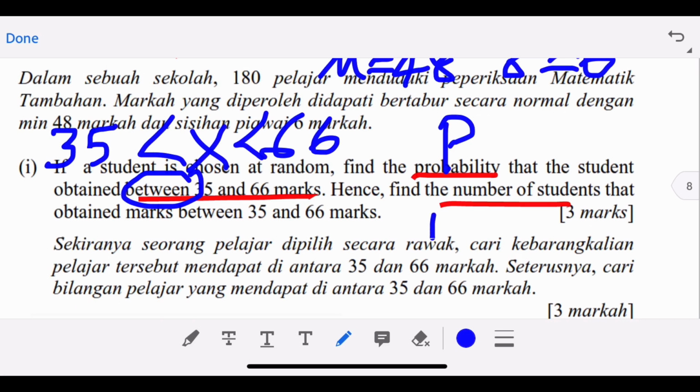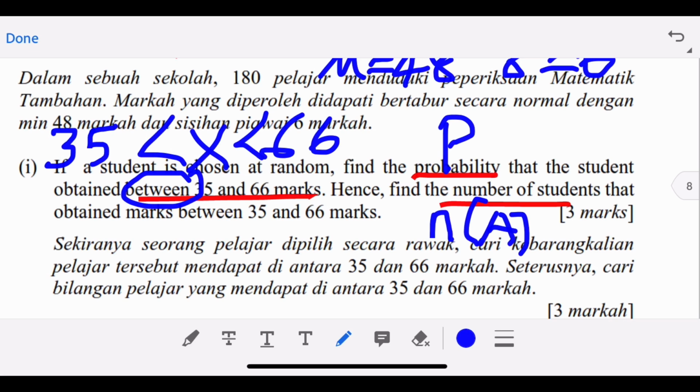So for "between", we don't have the equal sign, unless you say "from 35 to 66", yes. Between, no. Between, you cannot have the equal sign. That means you cannot take in the 35 and 66. The marks must be 36 onwards. 36, yes. 37, yes. Until 65. That is the probability for the marks between 35 and 66.